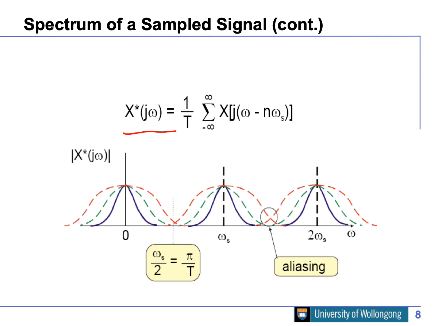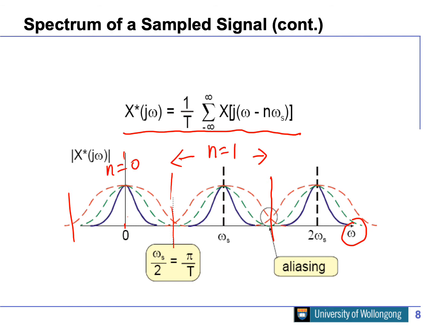This is the total frequency. The horizontal axis is the frequency. If we take n equal to 1, you get this area. Sorry, this is n equal to 0, you get this area. When n equal to 1, you get this part. So this is n equal to 1, and this is n equal to 0.